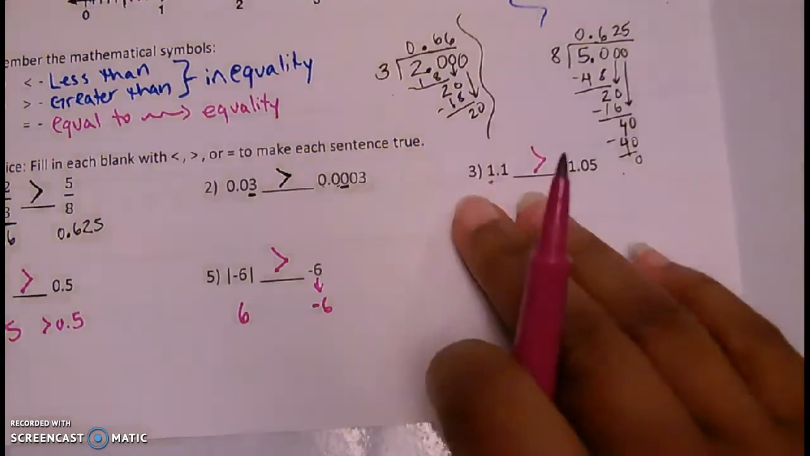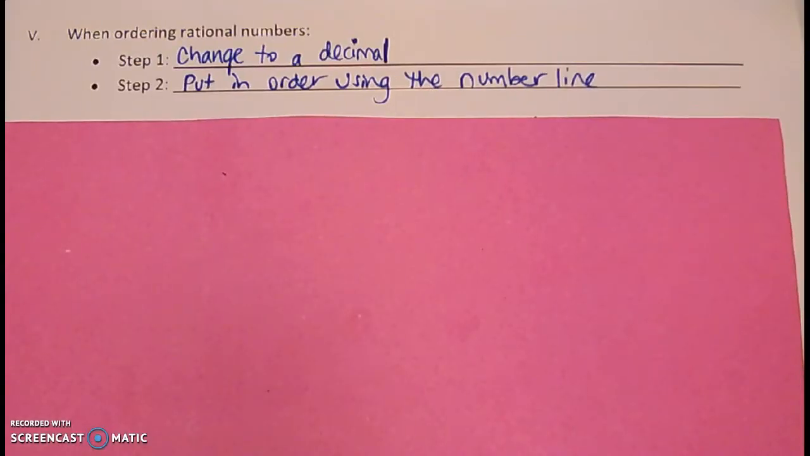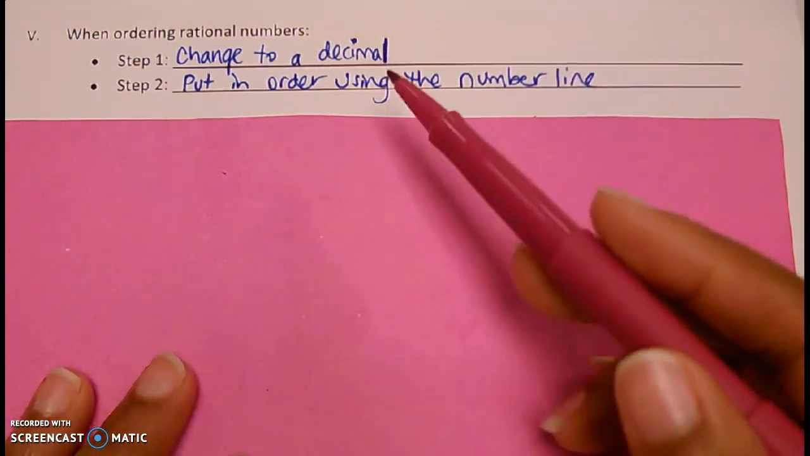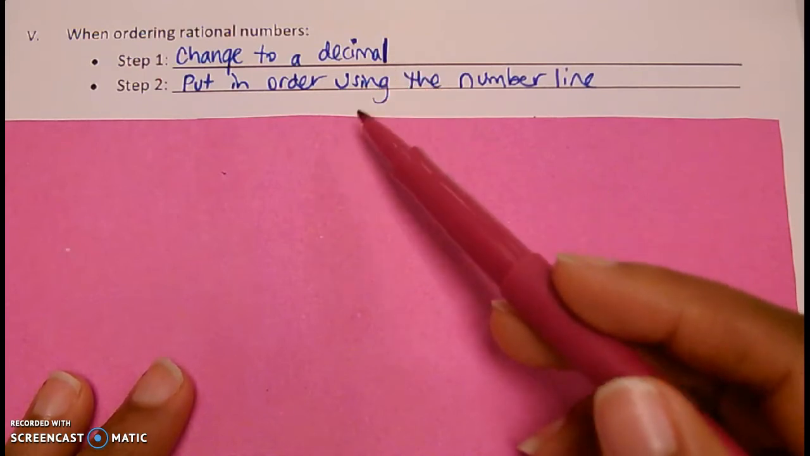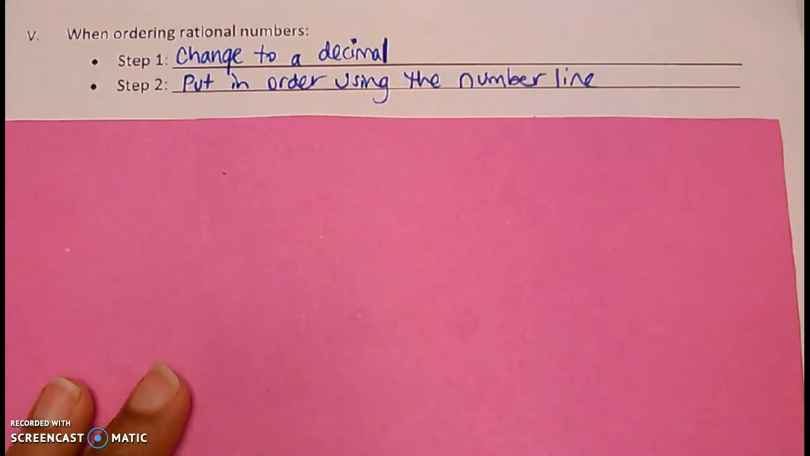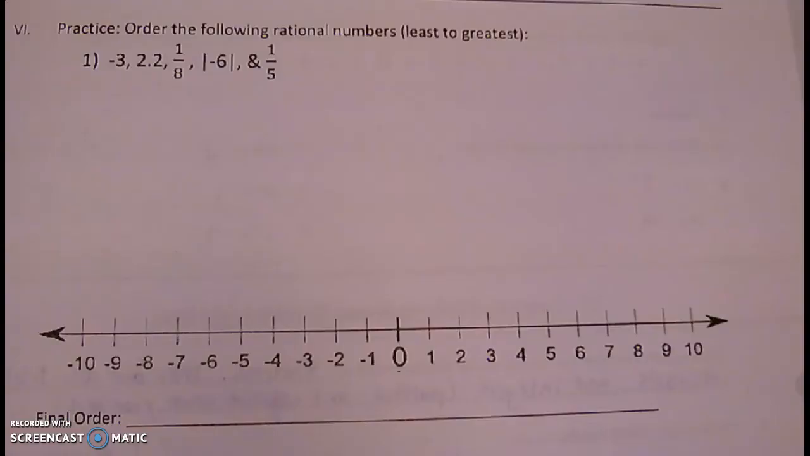Now let's flip to the back of the notes and continue. When you're asked to order rational numbers, you have 2 steps that you need to adhere to. Change any numbers that are fractions to decimals, and then you can put them in order using the number line. Alright? We're going to start off with the first problem that we see, which is to put the following numbers in order from least to greatest.